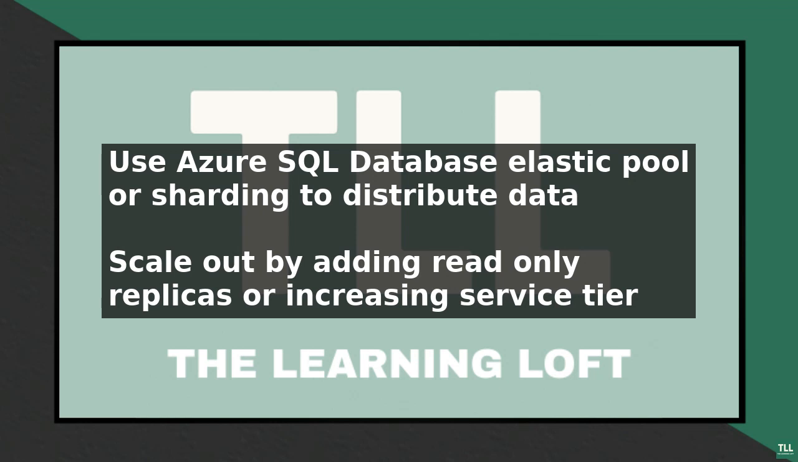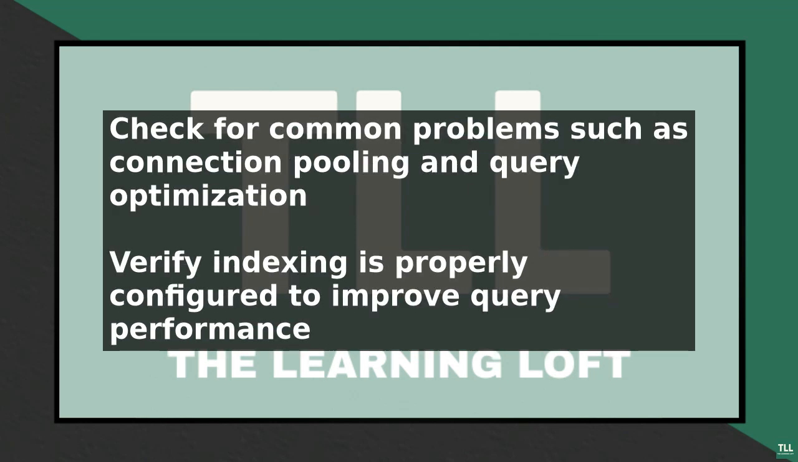When troubleshooting scale-out issues, check for common problems such as connection pooling, query optimization, and indexing. Ensure that connection pooling is properly configured to avoid exhausting the connection limit, and optimize queries to reduce the load on the database. Additionally, verify that indexing is properly configured to improve query performance.